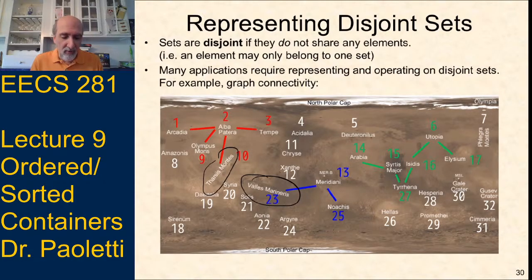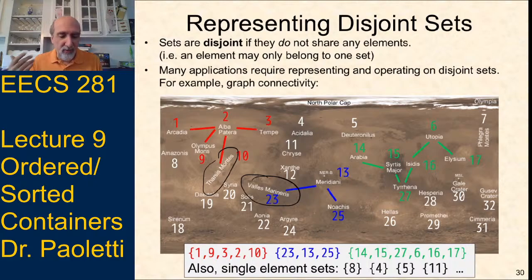And so as we start forming these, we have to keep track of these sets. So I've got the set containing, and here we numbered them instead of names, 1, 9, 3, 2, 10, 23, 13, 25, etc. And we've also got a bunch of single element sets like 18 and 8 and 4 and 29. So we want a data structure that can represent this and can quickly answer the question, am I allowed to connect these, yes or no? And if I am allowed to connect these, make it happen and make it happen quickly.